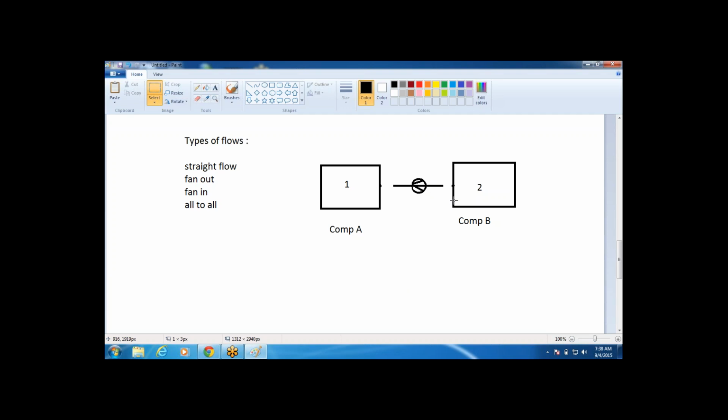So which component will do this fan out flow? This flow appears automatically when you connect the components. So after using which component will the flows appear like this?